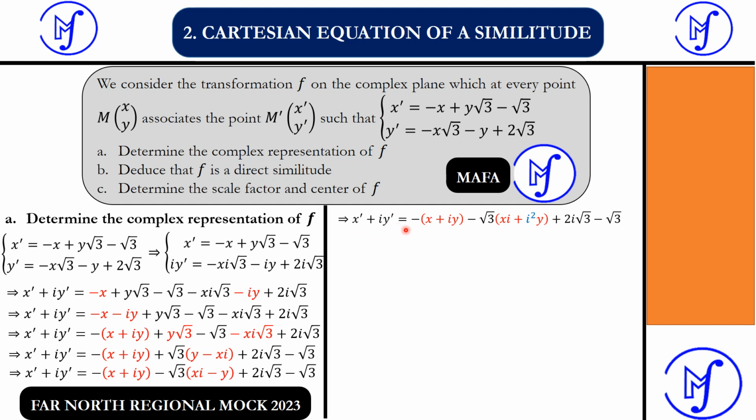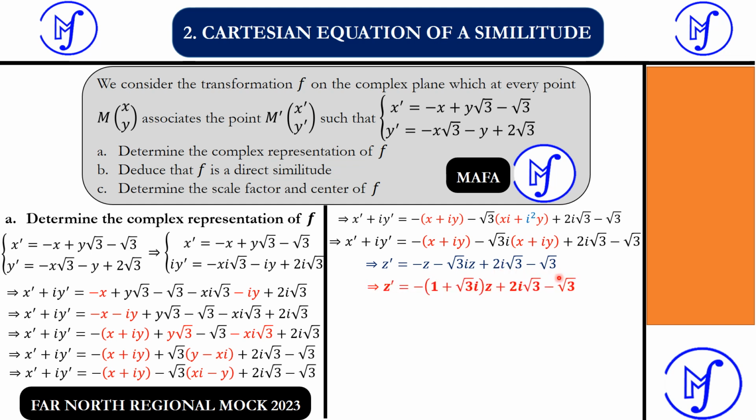So x prime plus i y prime becomes negative into x plus i y minus root 3 into xi plus i squared times y, then plus this remaining part. Remember that this i squared is equal to negative 1. Then we now factor out the negatives. We now factor out an i from these two terms. Factoring out i from these two terms, we factor from x, we factor from xi, we get x. We factor from i squared y, one of the i's will remain. Now we see that x plus iy and x plus iy is common, which is our z. So the left hand side is z prime, then equal to negative x plus iy, which is z, minus root 3i, then what is in red is also z, then plus 2i root 3 minus root 3.